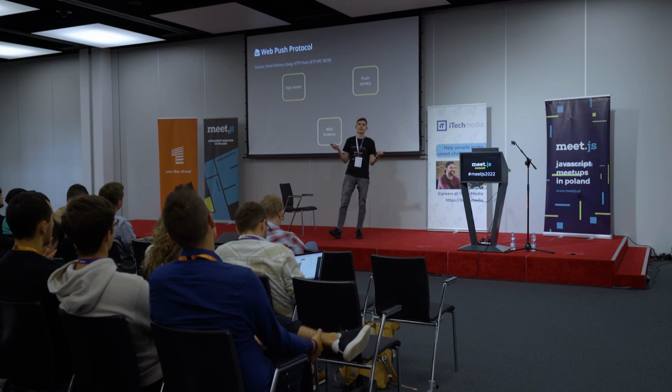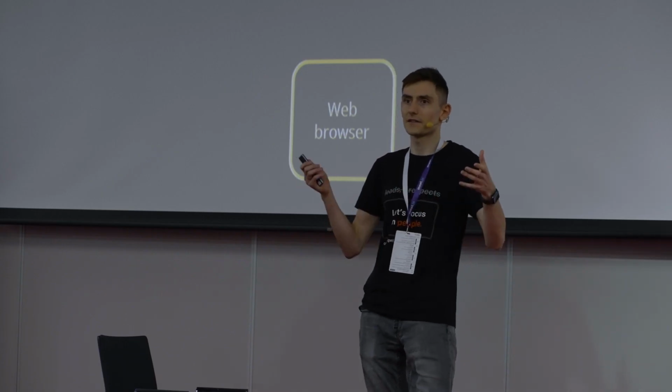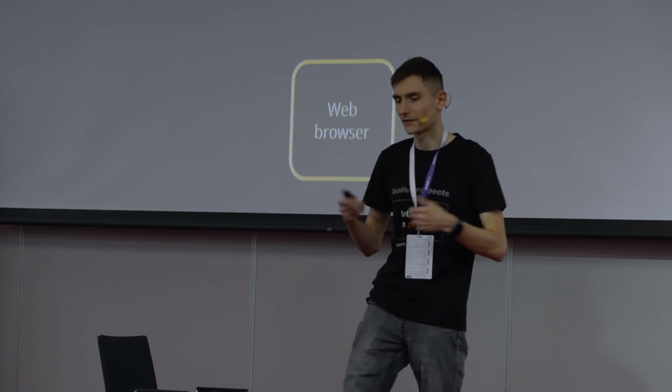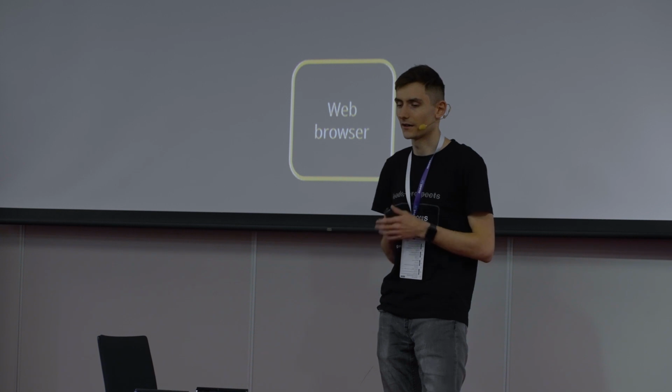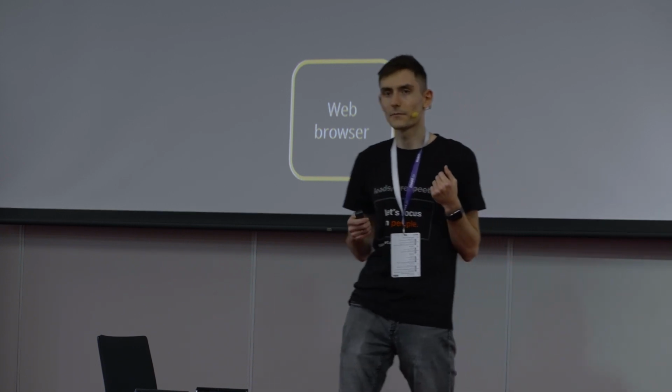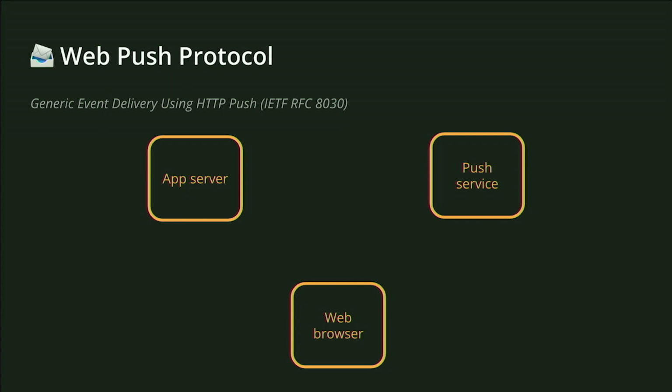Whenever we talk about communication, not only online communication, we mean some parties that are involved in this communication and some information that is coming between these parties. In terms of the web push protocol, we have three parties. There is an app server. This is our backend, so we are responsible for it. There is a web browser, our front-end application. We are also responsible for it.